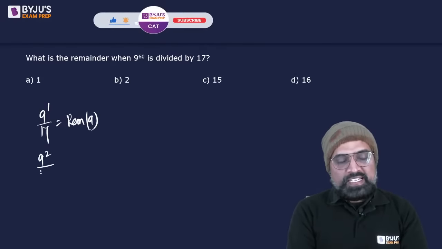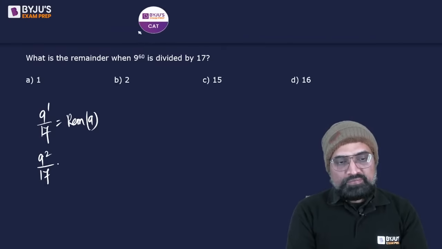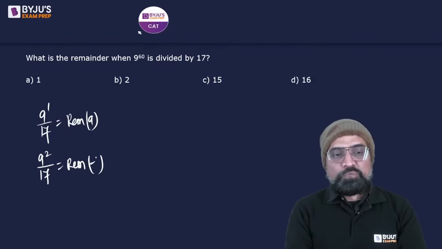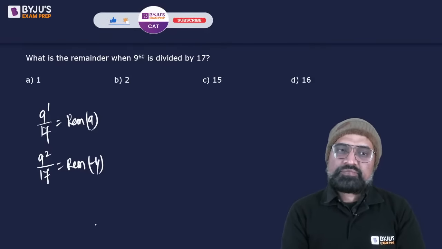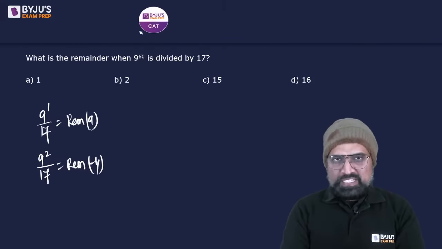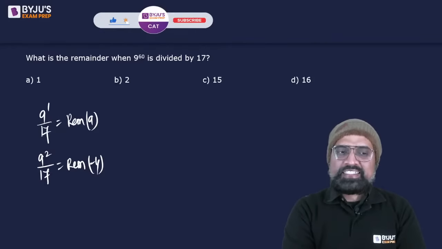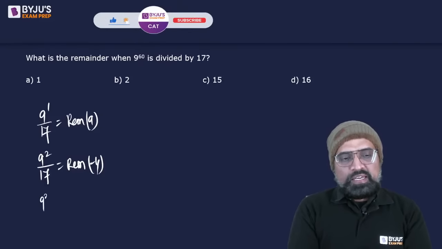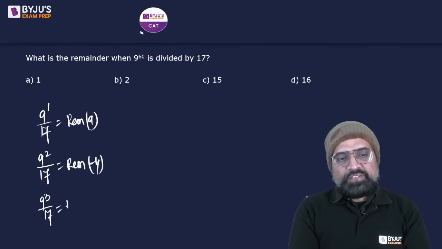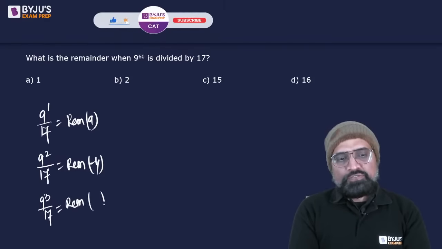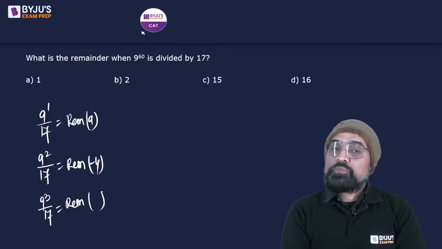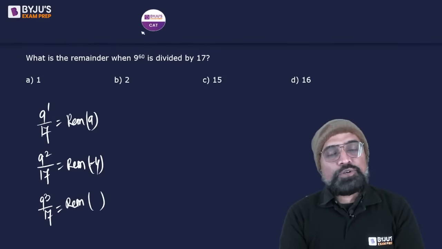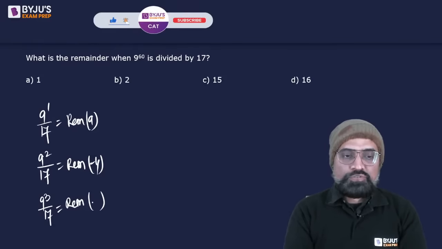9 square, that is 81, when divided by 17 will give you -4 as the remainder, because 17 into 5 is 85, but it's actually 81, so you have to go back 4. Okay. 9 cube when divided by 17 will give us 9 into -4 is -36, and 17 into 2 is 34, so we will have -2, right?